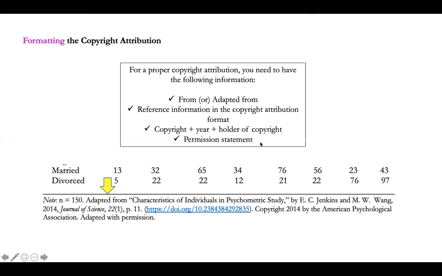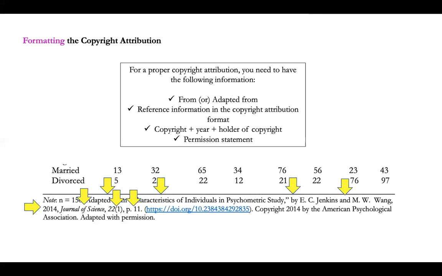Here we start with "adapted from." The title of the article, each main word is capitalized and it's in double quotation marks. By, author's information, and note that this is different from the references page. On the references page, we typically write the last name of the author followed by the initials. Here, it's flipped. So the initials come first, followed by the author's last name. Year of publication, journal name, volume, followed by the issue number, and then page number.